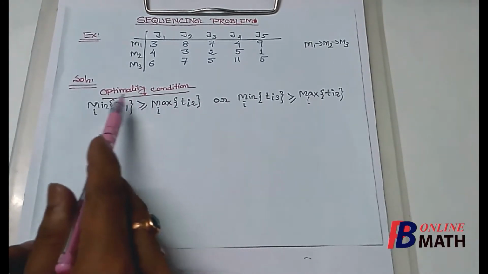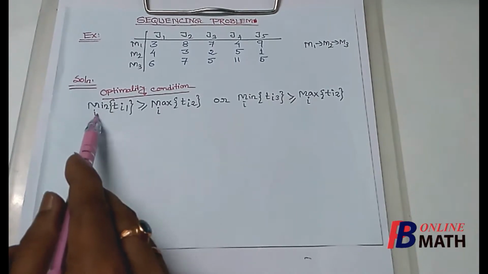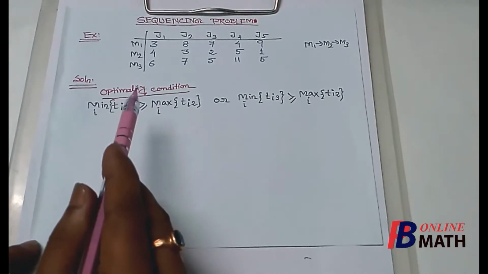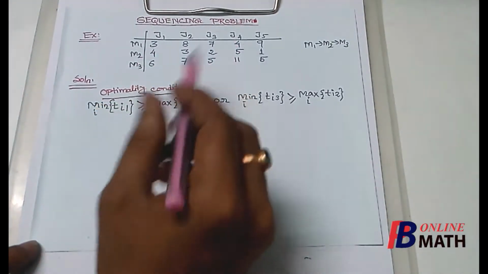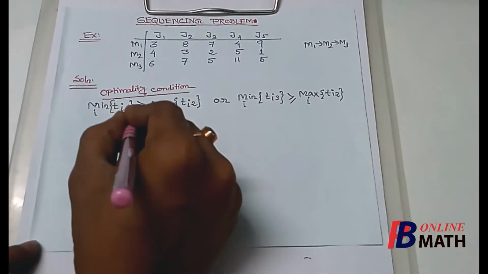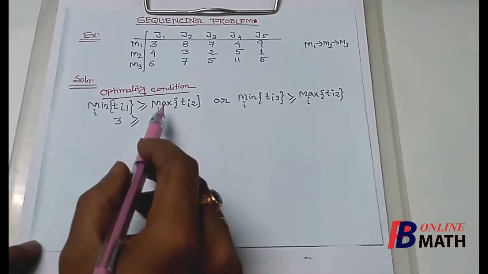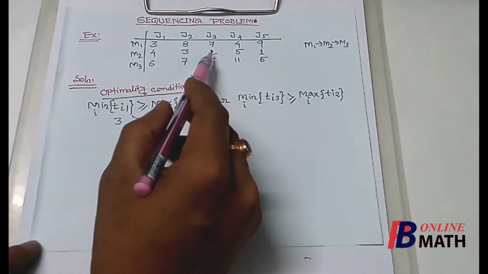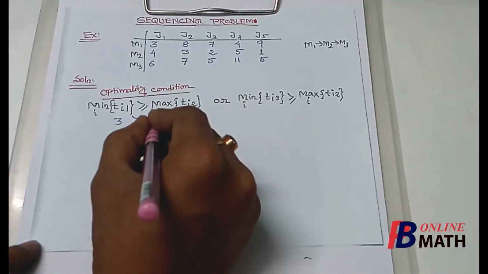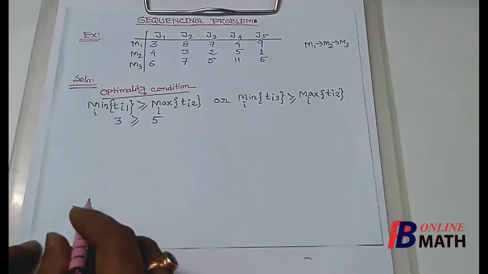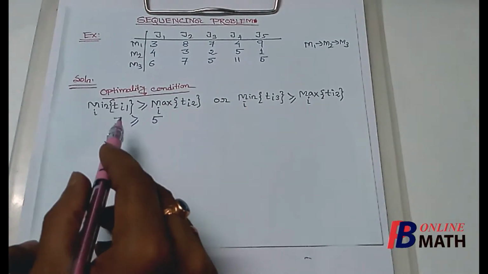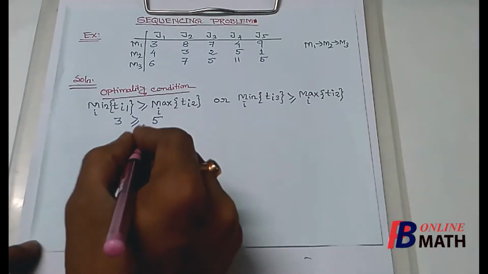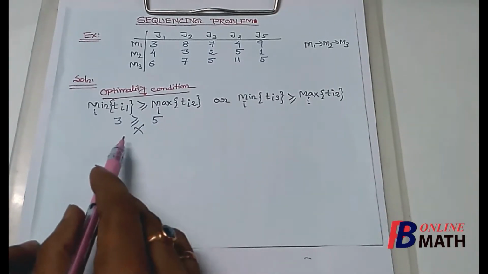If we consider the first condition, the minimum element in the first row is 3, so this must be greater or equal to the maximum element in the second row. We find that the maximum element in the second row is 5. So we find that this condition is not satisfied.